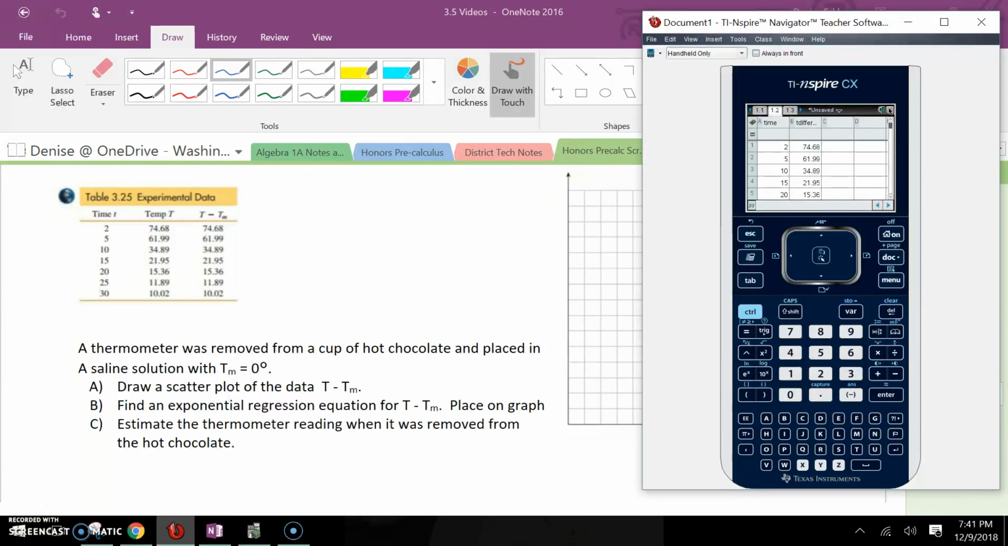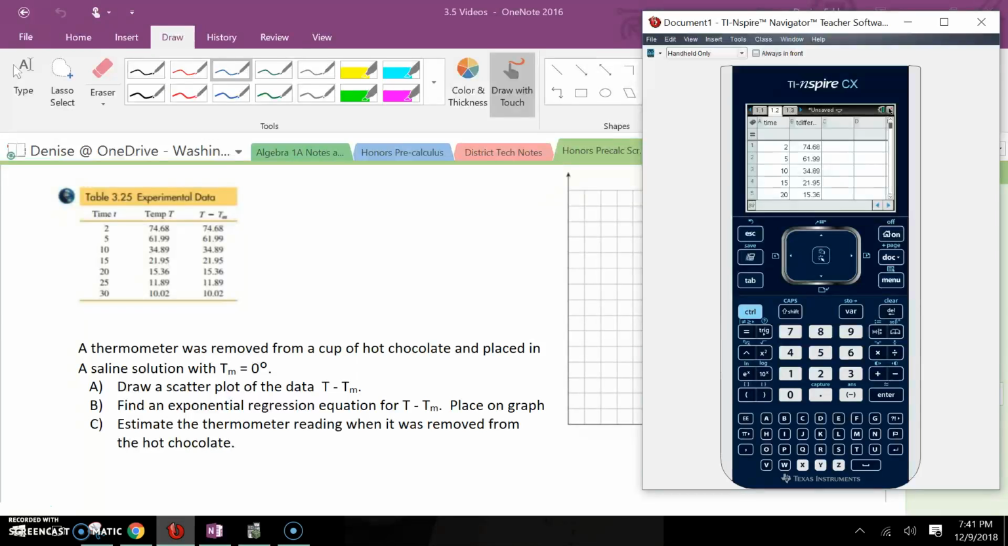So in the Inspire, I went ahead and created a scatter plot using a list in spreadsheets. So I labeled my first column as time and my second column as T difference for temperature difference. So using the first and third columns in the table, I put in all of the different times and the temperatures that went along with those.